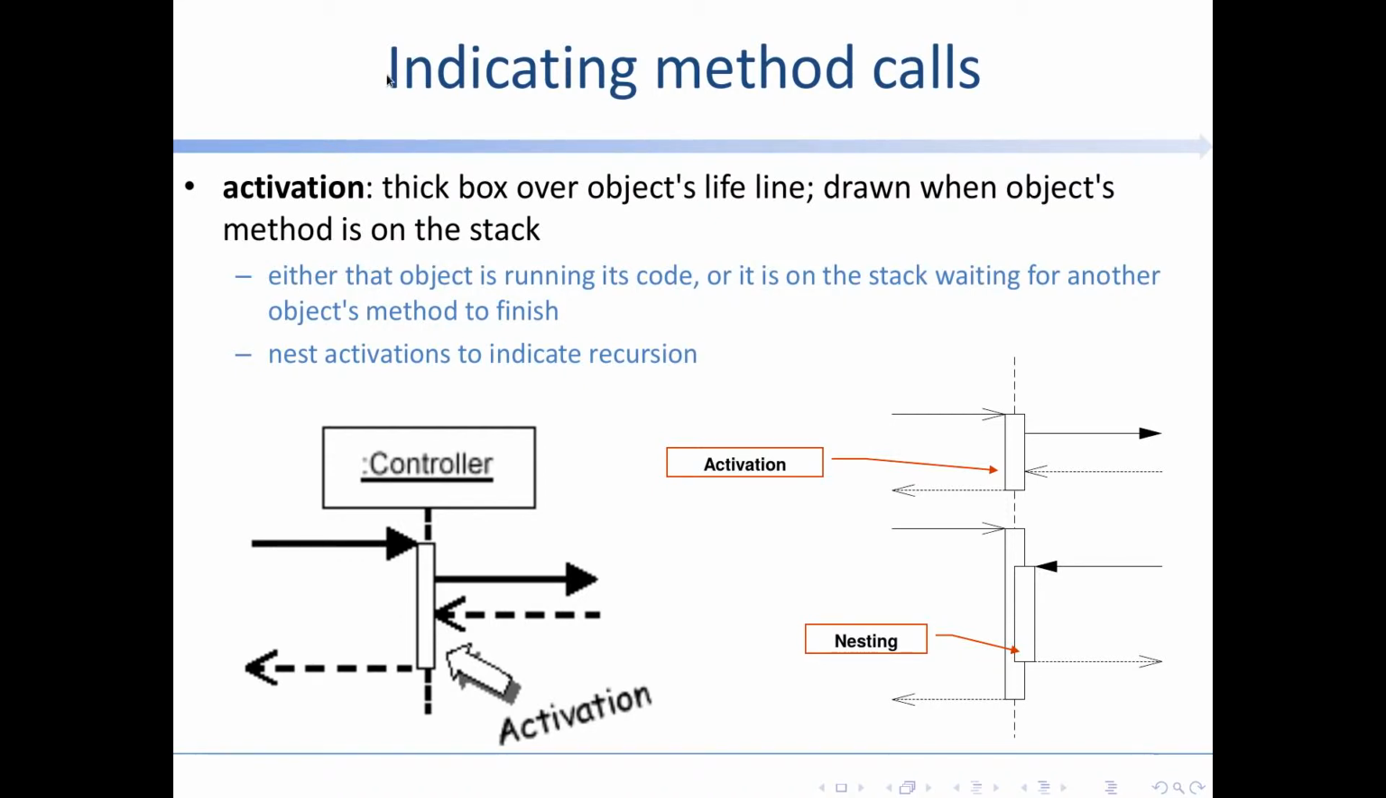Let's talk about the activation. So the box over an object's line is whenever the object is activated. So these processes show activation of this object. The object exists, but only during this process is it active. That's when the control is actually at them. So the single box by itself is activation, and if you have two boxes like this, it's called nesting. Basically, the object calls a function within itself, so it's a nested call. And that's how it's shown. Next slide.